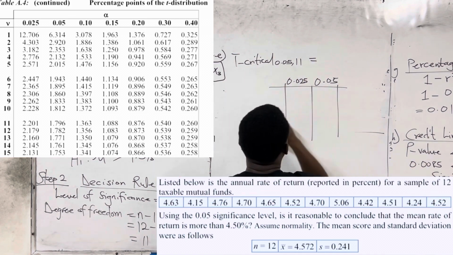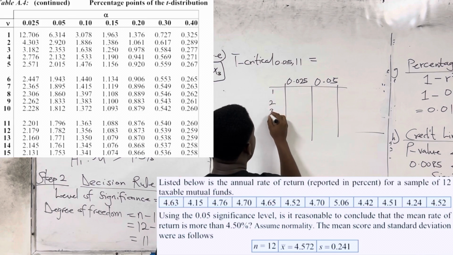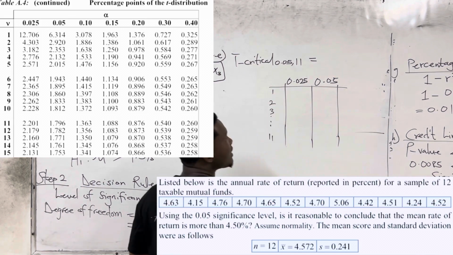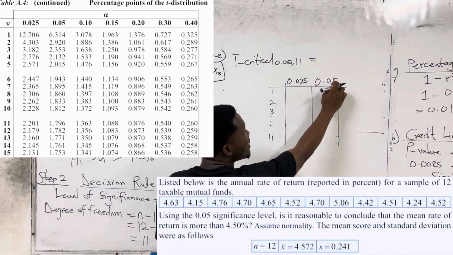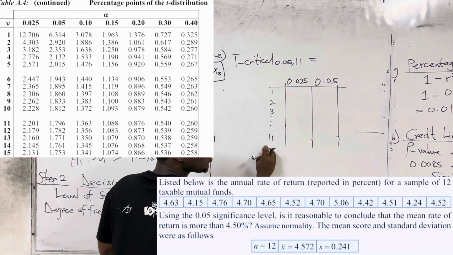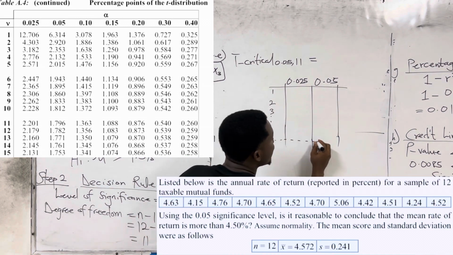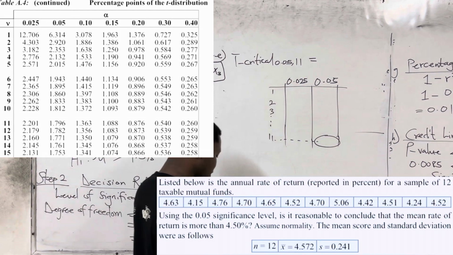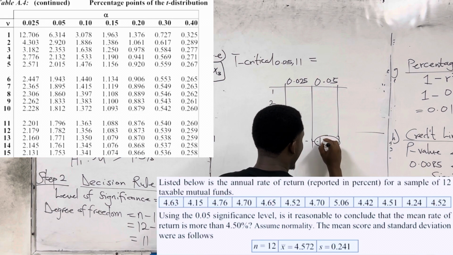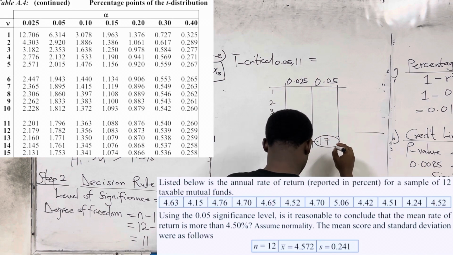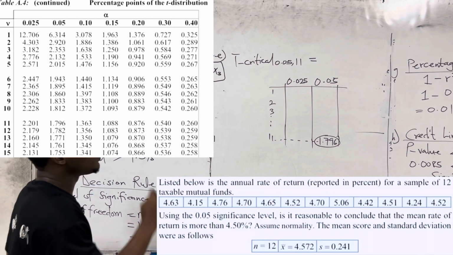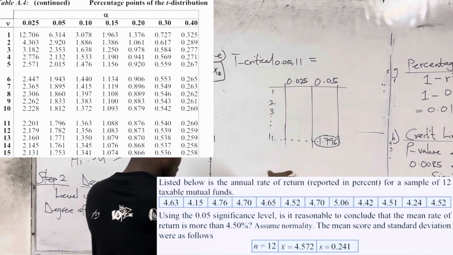And here we have 0.025, and here we have 1, 2, 3, up to 11. So with this one, you check the 0.05, and then you correspond it to the 11. So it will be here, this portion. The answer that will be given to us is 1.796. This is what we will get from the T distribution table.